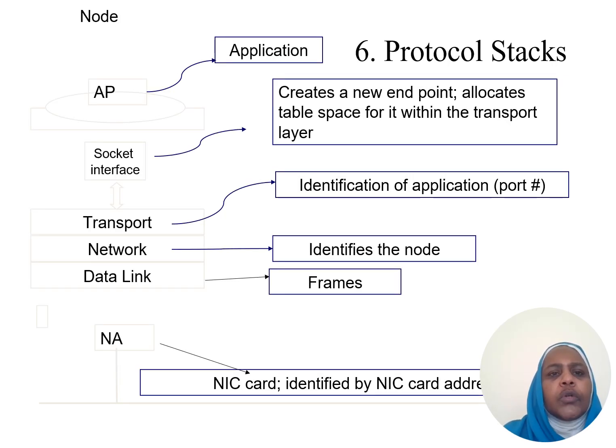The protocol stack for the transport layer consists of the application, the socket interface that we are going to inspect shortly, to create new endpoints and allocate table space for it within the transport layer. Then the transport layer identifies the applications given a port number, the network layer identifies the node, giving it an IP address, and the data link layer frames all this information and uses the network interface card to identify the network, identified by the network interface card address.